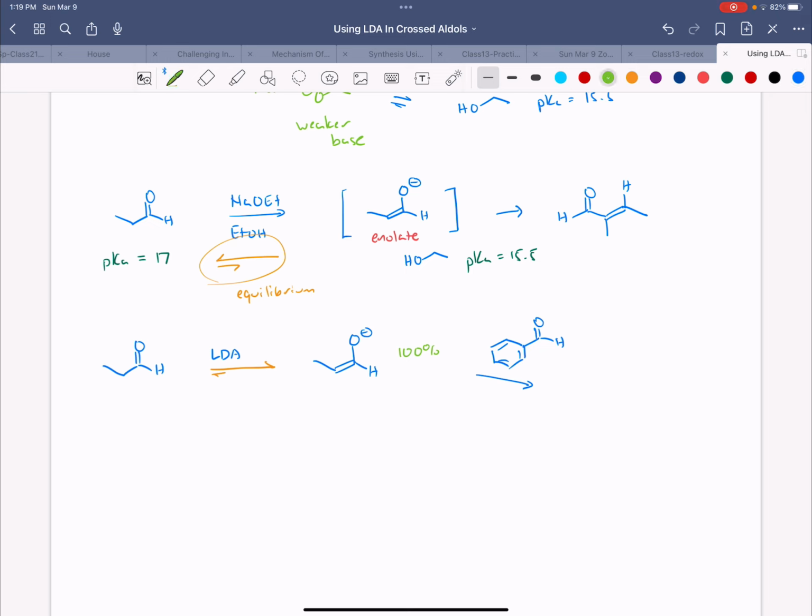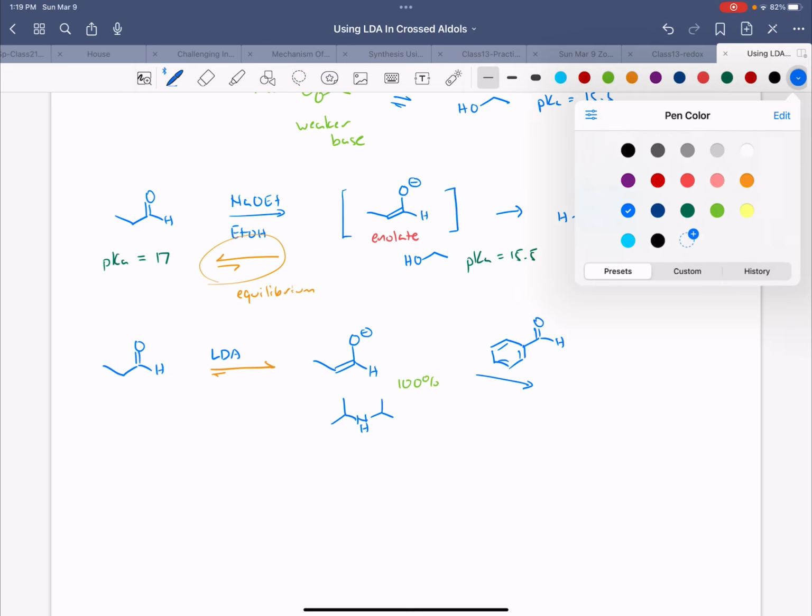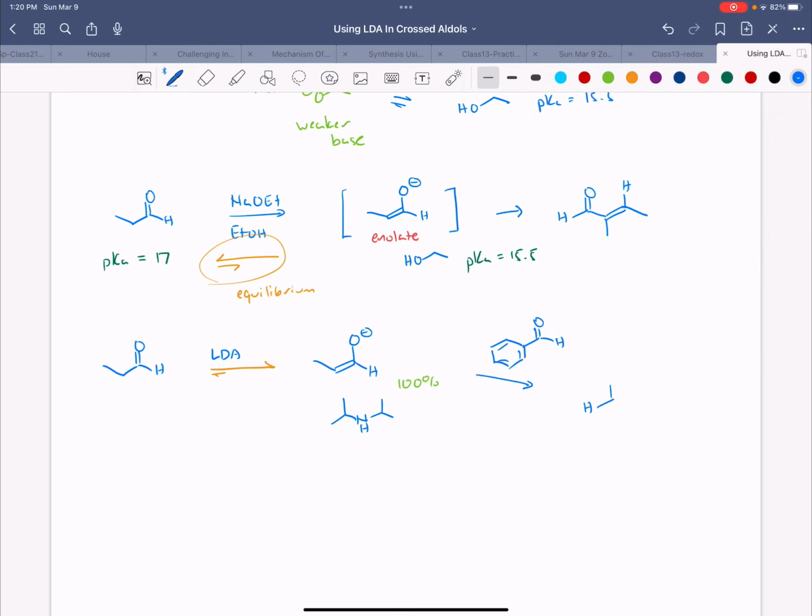By the way, yes, the conjugate acid now looks like this. Very weak. And remember, equilibrium favors the weaker acid. So if this is a weak acid, your equilibrium, I say it's close to 100%. Okay, I say it's close to 100%. And that's of these two. Okay. Here we're doing a cross-Claisen, where we bring in another aldehyde or ketone, and our final answer is this.